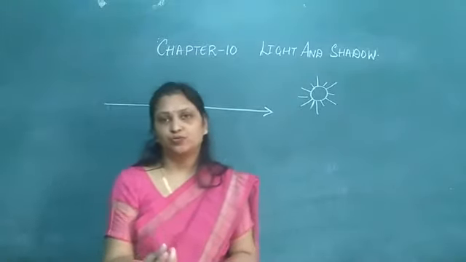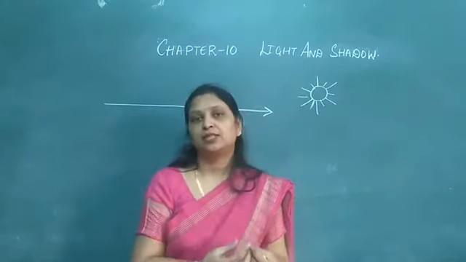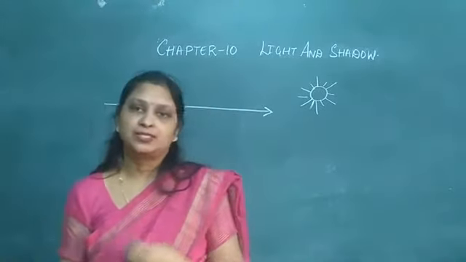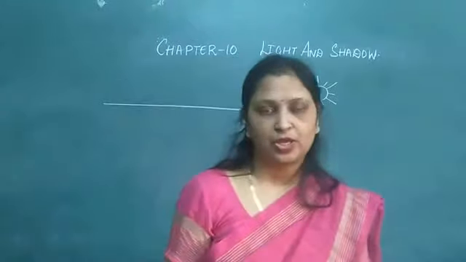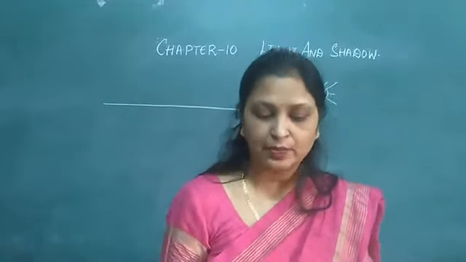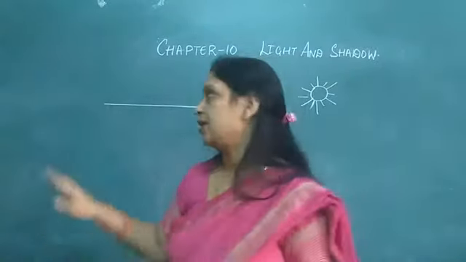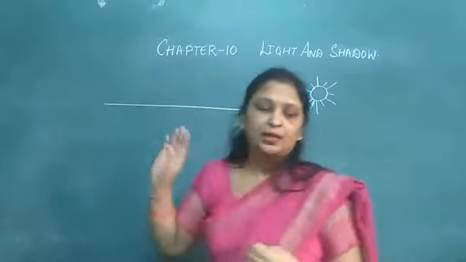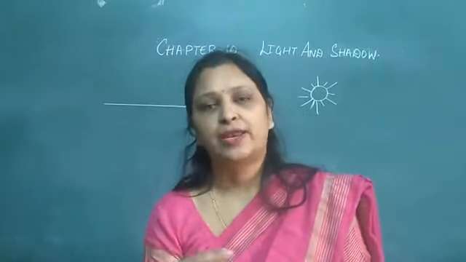Even a small stone which we are unable to see in the dark, we are able to see in the morning time when the sun is there. Now, the first topic in your book is light. Light is a form of energy. It helps us to see things. One of the basic properties of light is to travel in a straight line. Then, if an object comes in its path, it changes direction.